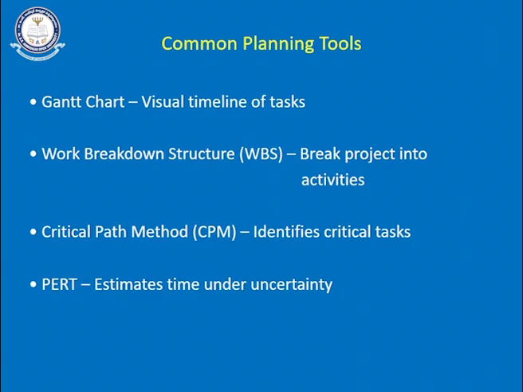The PERT technique is used when the project time is uncertain. You do not know how much time the project is going to take, then we take the help of the PERT technique to schedule the activities. CPM is used when the time is known, when the time is deterministic. So we schedule the activities with the help of these PERT and CPM techniques.